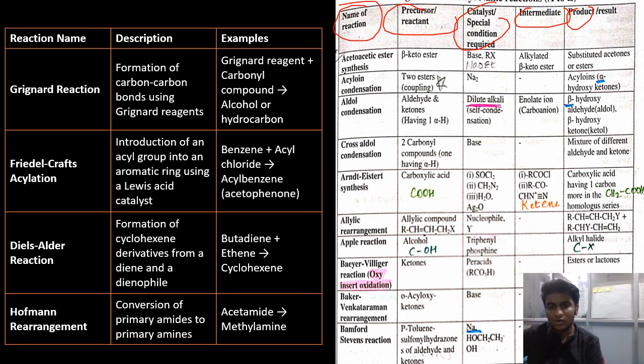Similarly, aldol, Cannizzaro. So this is how you need to make a table. It's from Amit Verma's book. Please do have a look at the book for name reactions. So we have Sanyal, we have Bahl and Bahl. A lot of name reaction books. You can have a look at them for sure. And this kind of table you need to prepare.